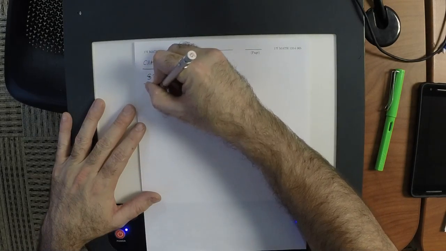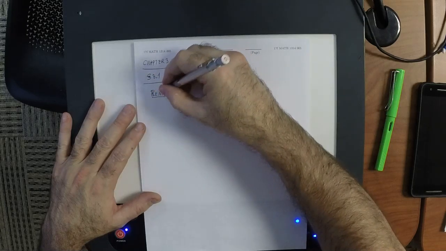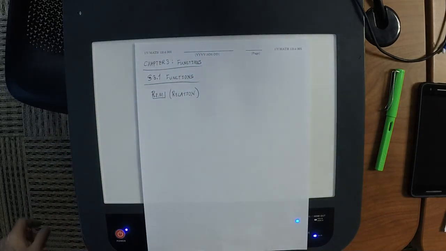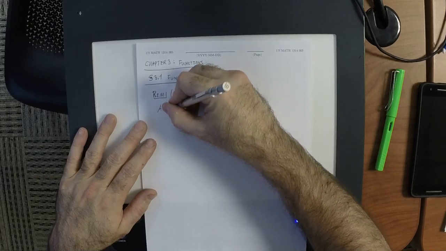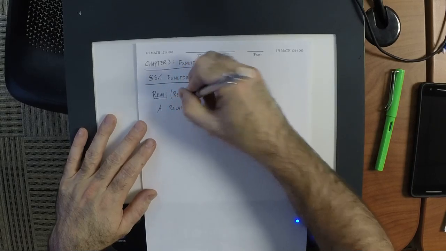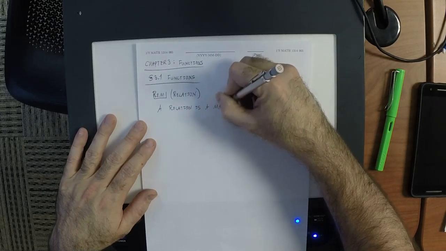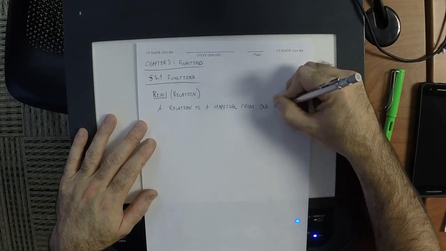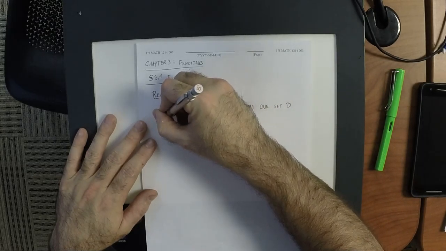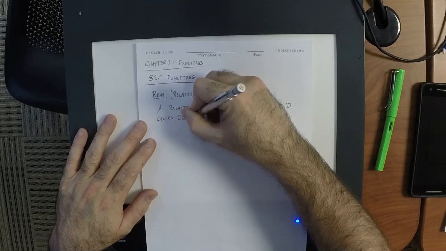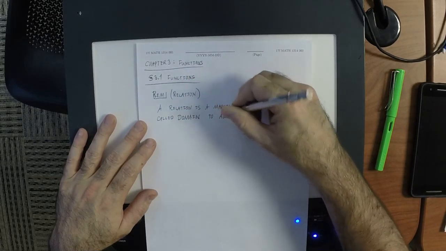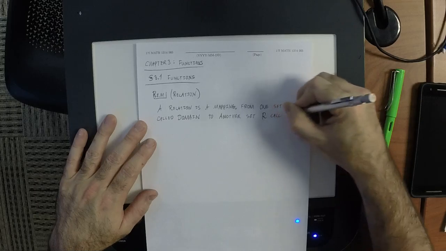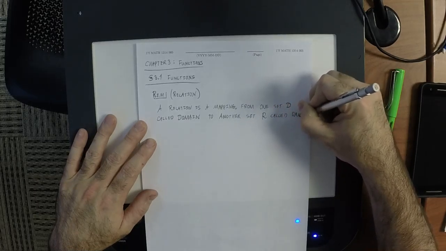So the first thing we're going to talk about is something else, a relation. So, a relation is a mapping from one set D, called the domain, to another set R, called the range.